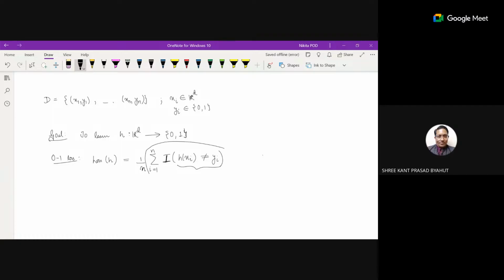This summation will always be at most n because the indicator function will give either 1 or 0. It will give 1 only if h of xi is not equal to yi. It is quite possible that whatever model we have learned, it is predicting all the data points wrong. So in that case, the value inside will be n, and then the loss will be 1.